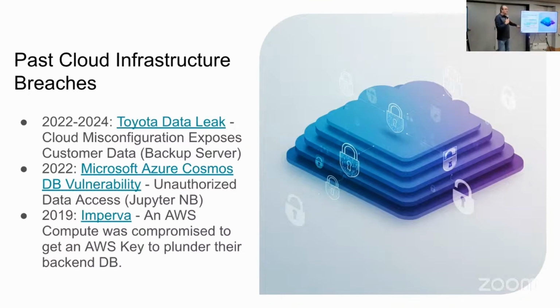They got an AWS key inside the server, because that's how you access most of the tools. And then they got the key from there, and they went and plundered their backend database using that access key. So again, this is why I'm telling you all of this: this is another layer that you have to think about when securing a workload or an infrastructure, a data infrastructure, or any infrastructure. It doesn't matter.